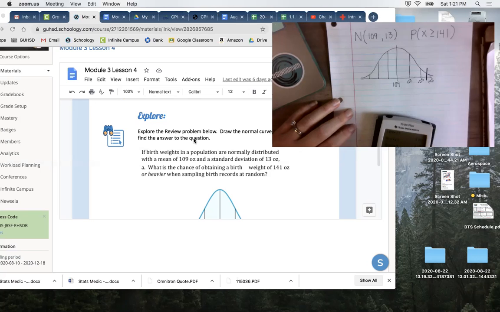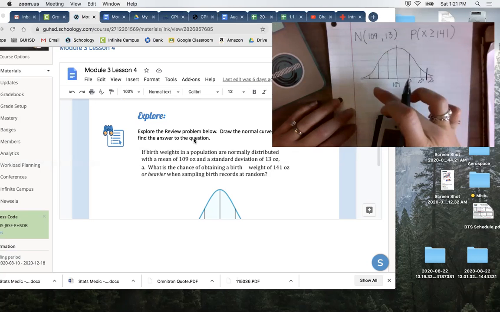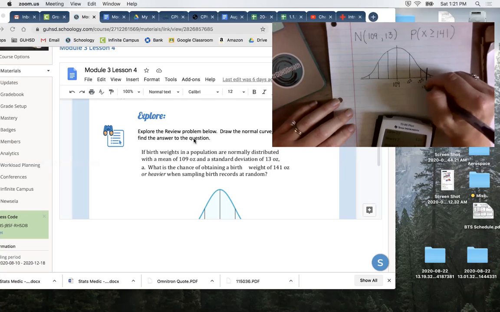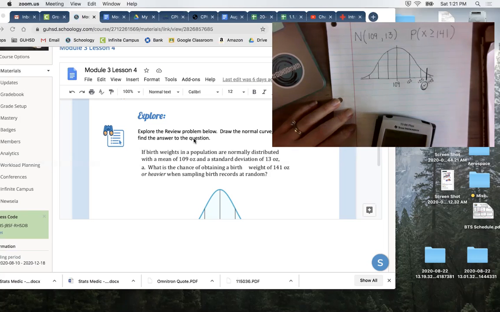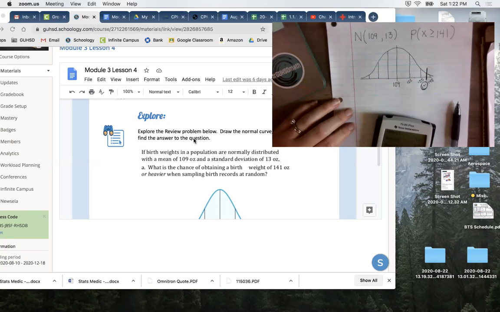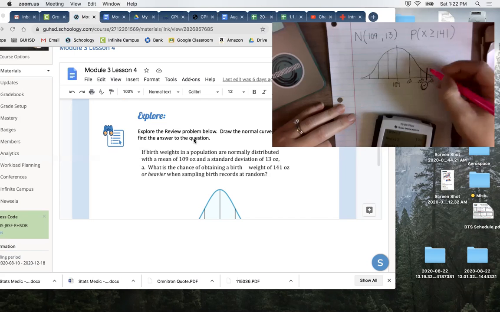So I know just by looking at it that this is a high birth weight. It's a high birth weight because I'm looking at 141, which is going to be way up here. And what I'm wondering in this question is they say specifically, what percent weigh more than this? This is going to be a pretty small percent when I look at the problem. This is where I shade. So step 2 is going to be to shade it.